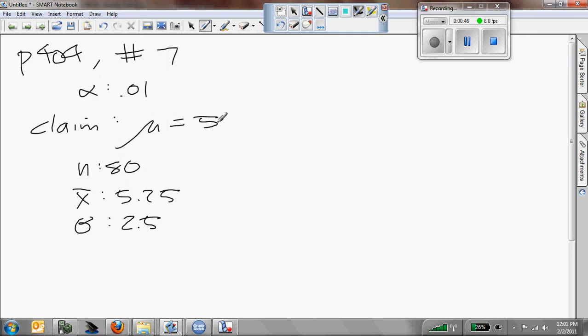So we start by writing the opposite of our claim. That's going to be mu does not equal 5. This is our null hypothesis. This is our alternative hypothesis. Again, since sigma is known, we're going to use z-test.